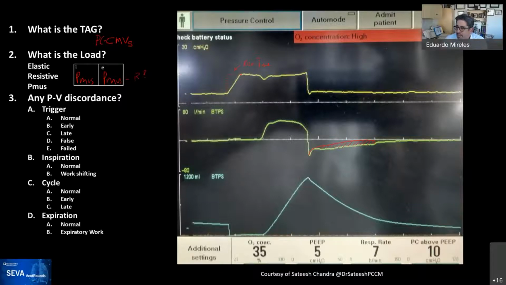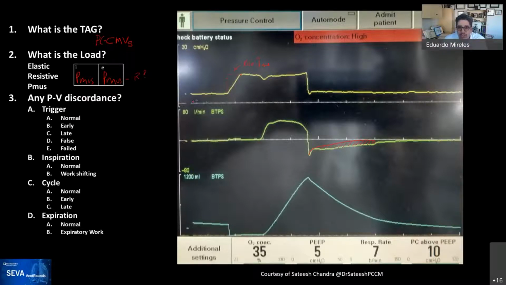Nope. Okay. Again, from the fellows and the teams on the line, if you have questions or comments and you want to share, just type them out and we'll address them. So let's go on to the patient ventilator discordance. And so there's PMUS, so there must be a patient ventilator discordance. If there was no PMUS, there would not be. So let's talk about the trigger.